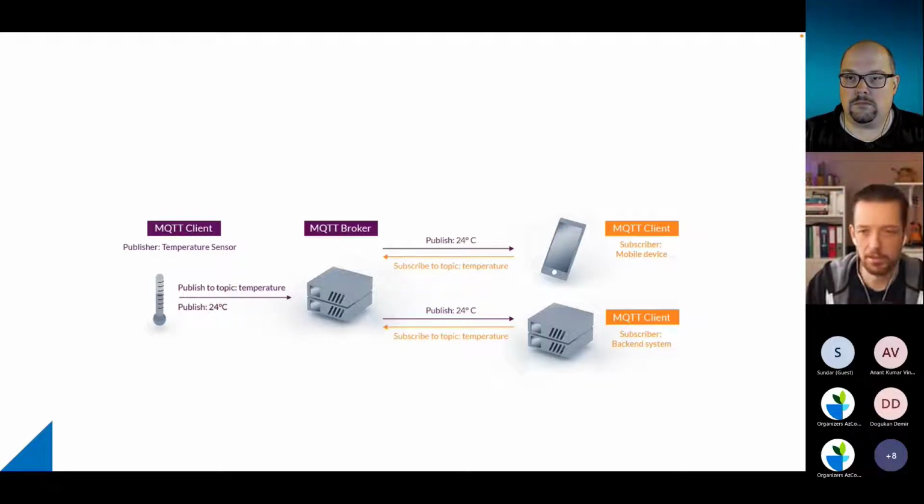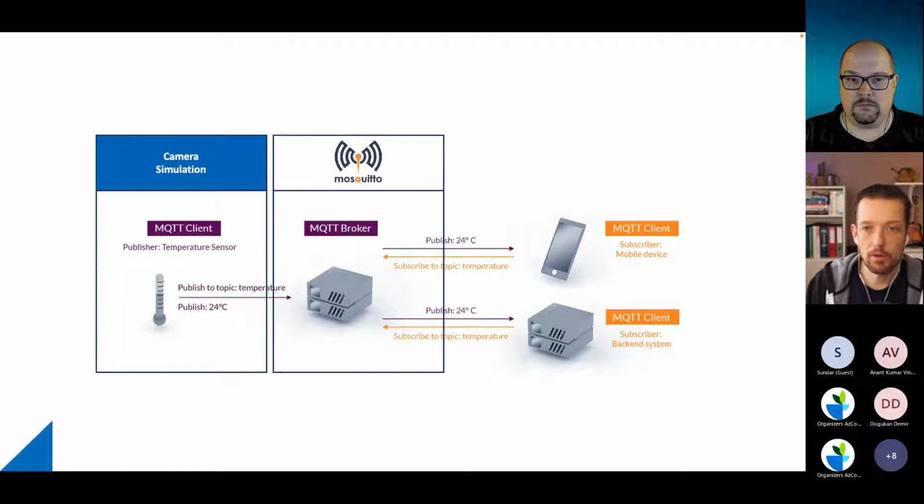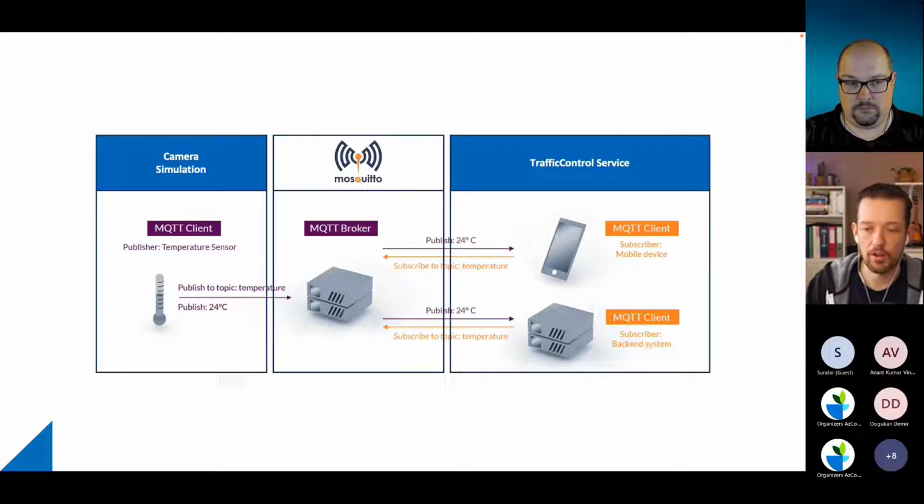I think I've got it from the MQTT webpage. On the left side here, there's a publisher which publishes messages to a specific topic on a broker. And on the right side, there are clients that subscribe to those topics to receive the messages. And if we apply this to our situation, then the camera simulation will publish the messages, so that's the publisher. For the broker, we will use Mosquitto, which is a lightweight open source MQTT broker. And then we've only got a single subscriber, which is the traffic control service. And of course, we'll not be sending temperatures, but we'll be sending those camera events.